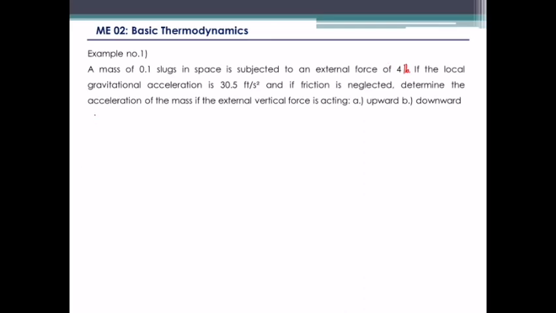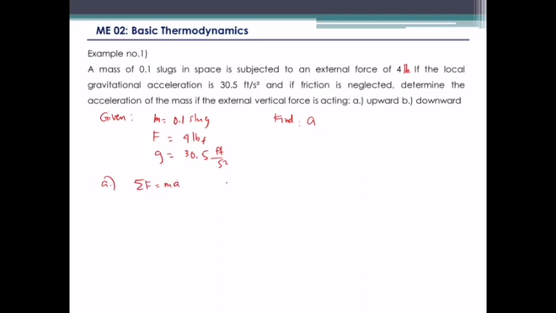Okay, so let us have this one. Given in the problem: mass which is 0.1 slugs, external force 4 pound force, and the gravitational acceleration, which is not standard, 30.5 feet per second squared. For letter A, you are to find the acceleration. We have Newton's second law: summation of forces is equal to ma.